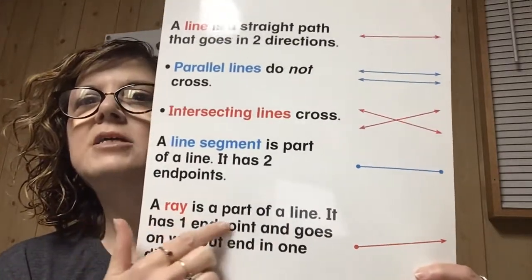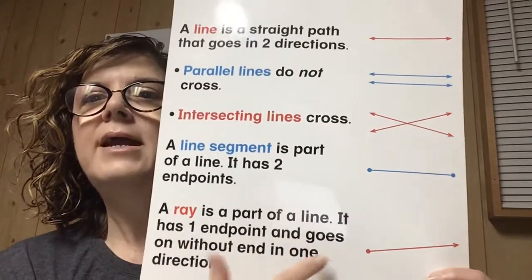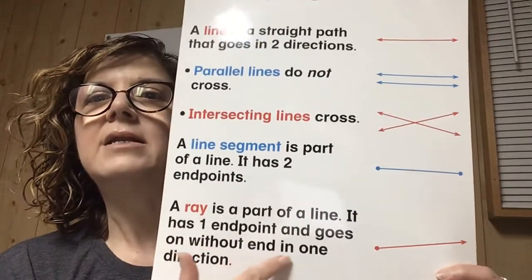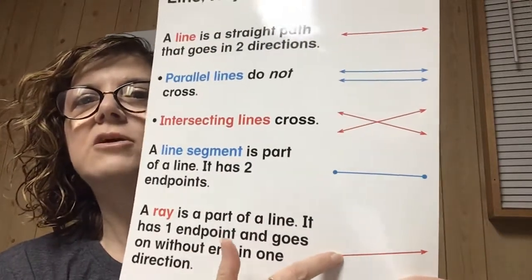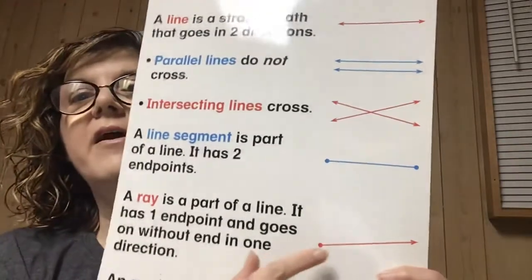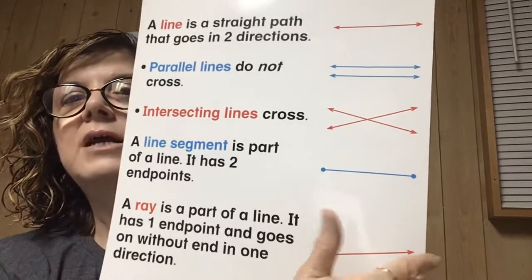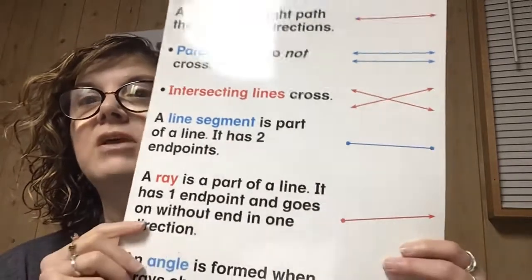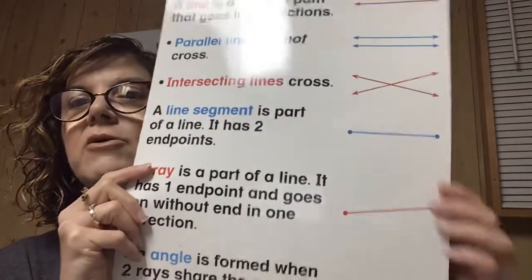And then a ray is part of a line. It has one endpoint and goes on without end in one direction. All right, so here's the endpoint. So this is where it starts and it goes that direction forever. All right, it could have the endpoint on this way and the arrow over here and go that direction forever. So either way, it would still be called a ray as long as it has one endpoint and one arrow.